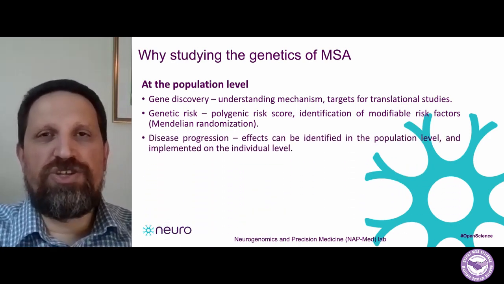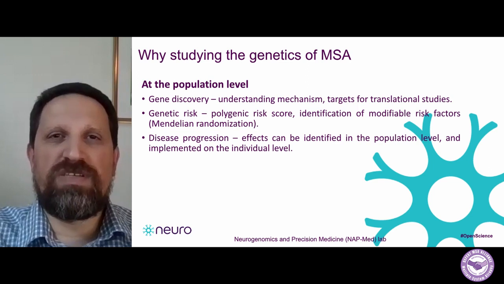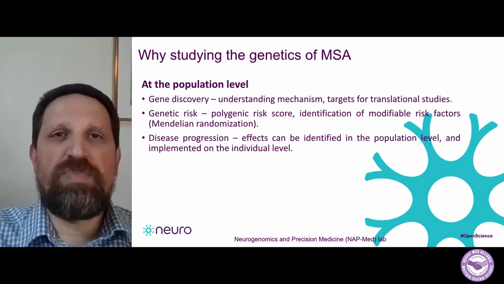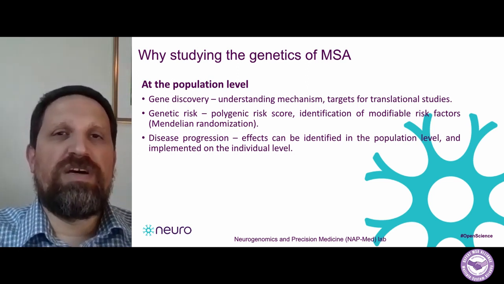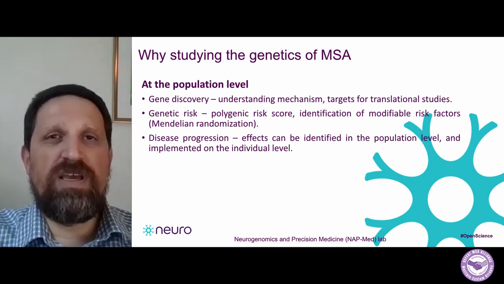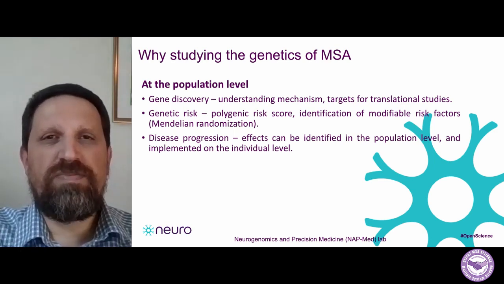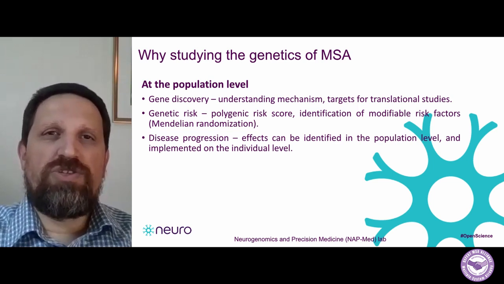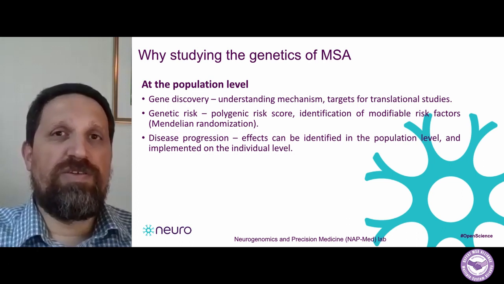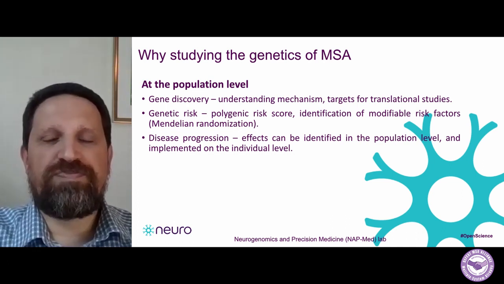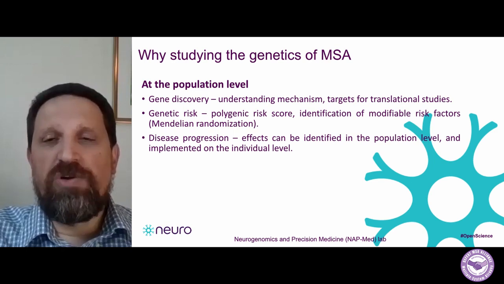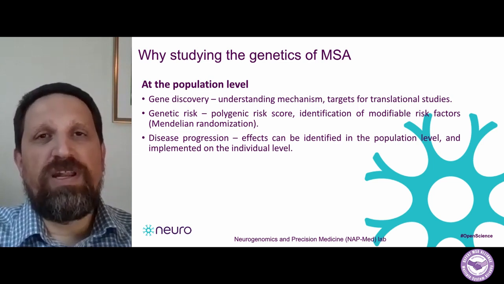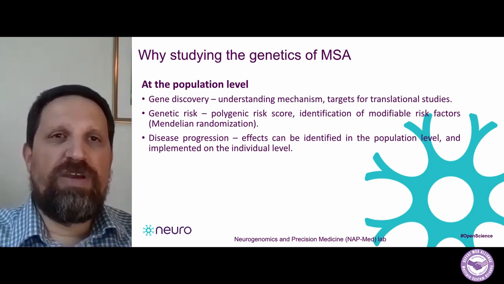Another thing that geneticists typically do is to look at how genetics affect disease progression. As you know, some people progress very fast, some people progress much slower, and there are different types of MSA and different subtypes of MSA that progress differently. And what we're trying to do is to see how genetics affect the risk to have the different types and how they progress. We can only do that on the population level. We cannot do that on the individual level. But what we find, we can later implement on the individual level, and I will explain it in the next slide.